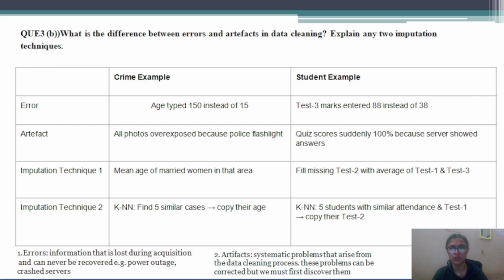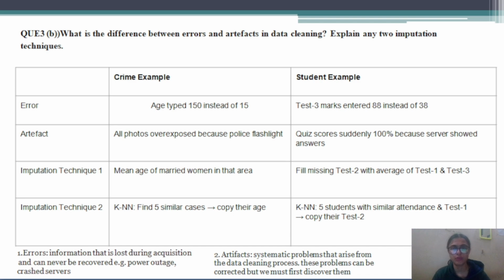Imputation technique 2, KNN, that is K nearest neighbors imputation. So, a crime example: if a victim's age is missing, we find 5 similar crime cases and copy their average age. This becomes the new estimated age. Student example: if a student's test 2 marks are missing, we find 5 students with similar attendance and test 1 marks and copy their test 2 average. This gives a more realistic value.